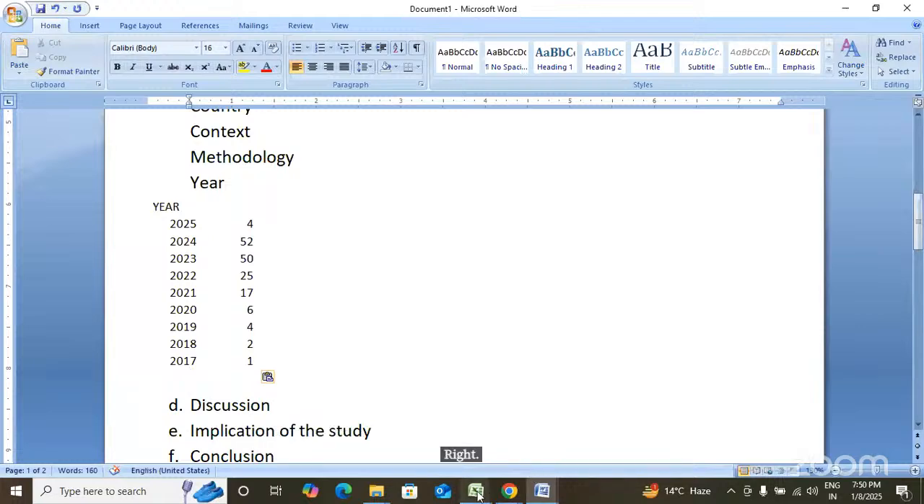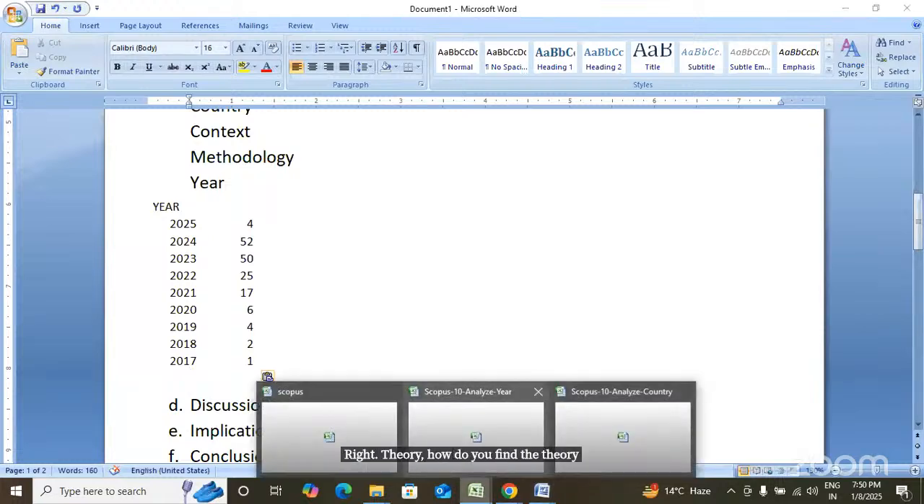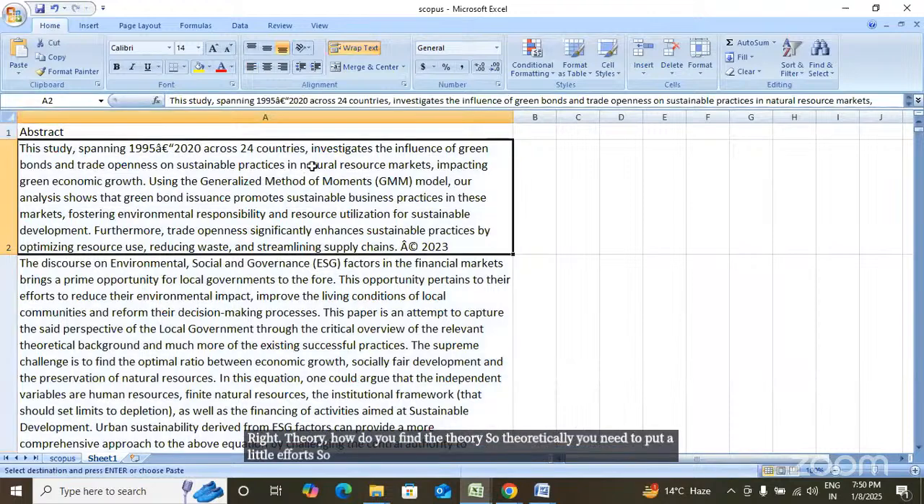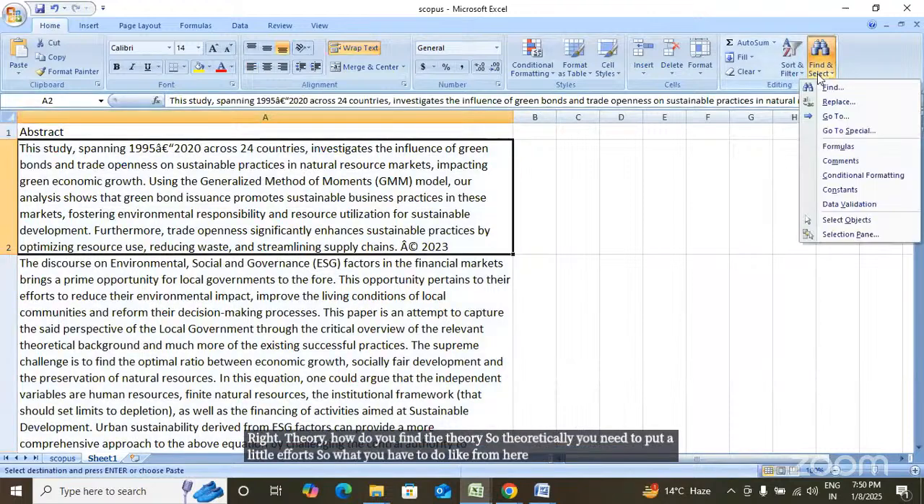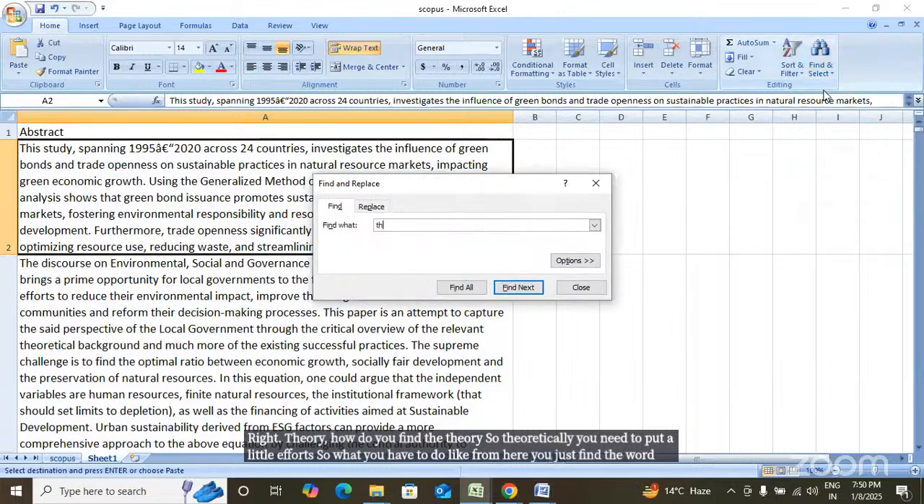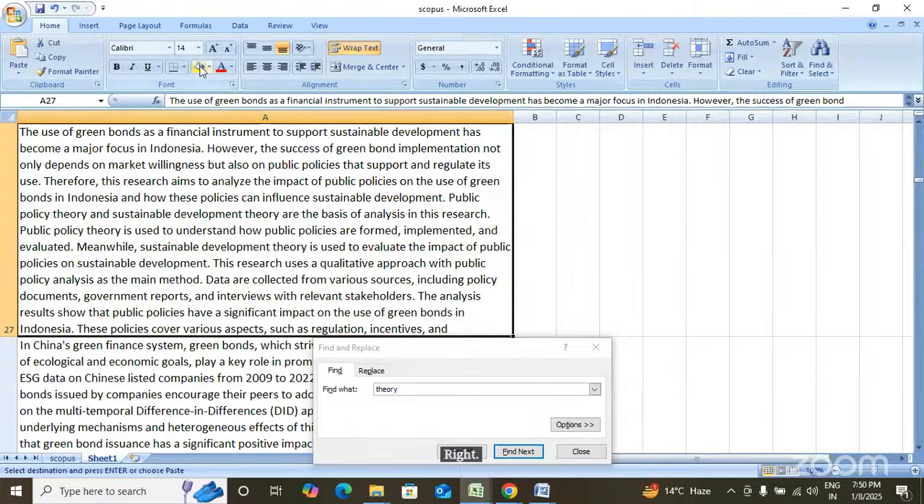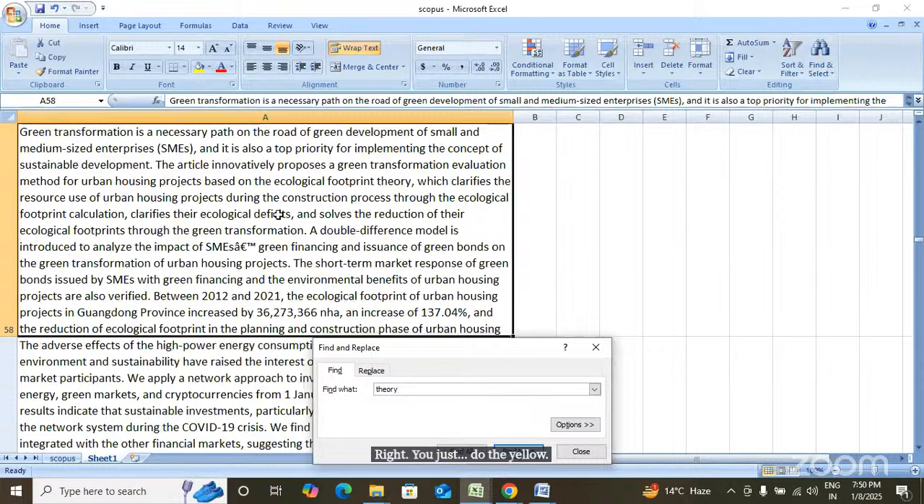Theory, how do you find the theory? So for theory, you need to put in a little effort. What you have to do is, from here, you just find the word called theory, right? You just mark it yellow and try to see which papers have used a theory in them.